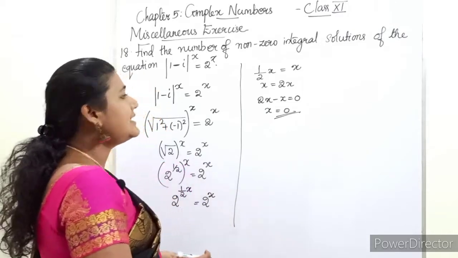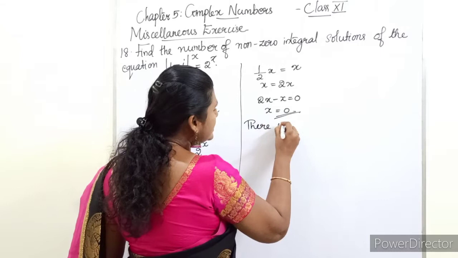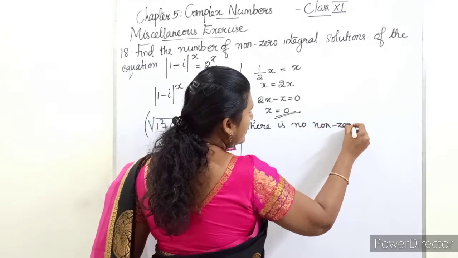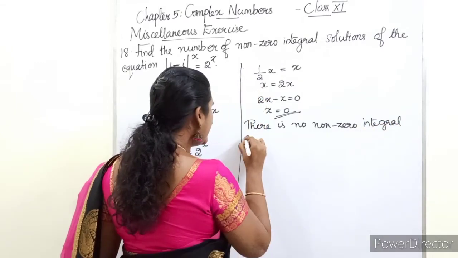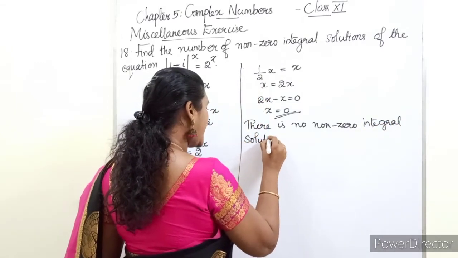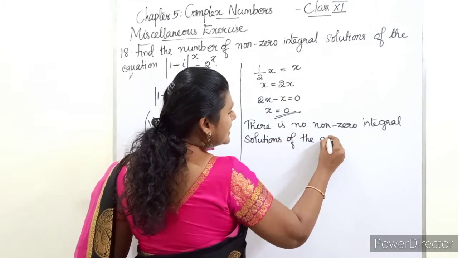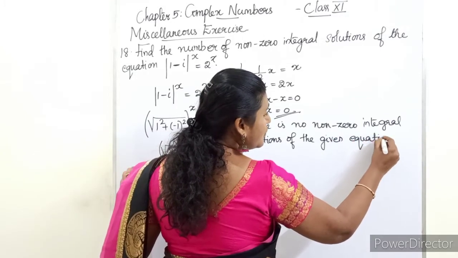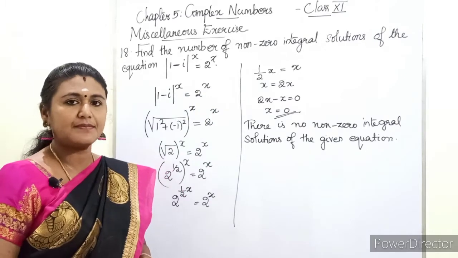So we can write the final answer as there are no non-zero integral solutions of the given equation. So there is no non-zero solution for the given equation. Clear? Now we will move on to the next question.